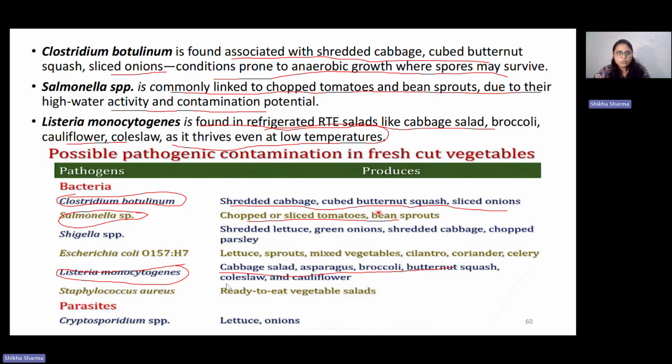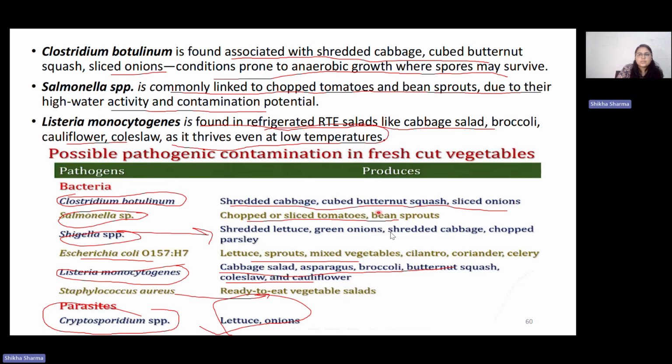And if we see Staphylococcus aureus, it survives basically in ready-to-eat vegetable salads. Then parasites like Cryptosporidium species are found basically in lettuce or onions. Then Shigella can be found in shredded lettuce, green onions, shredded cabbage, chopped parsley, and E. coli O157:H7 can survive in lettuce, sprouts, mixed vegetables, cilantro, coriander, celery, etc.